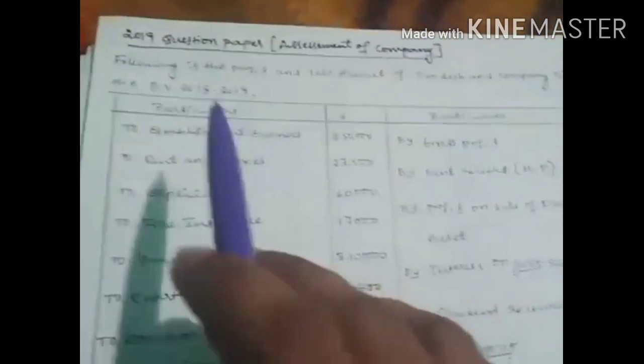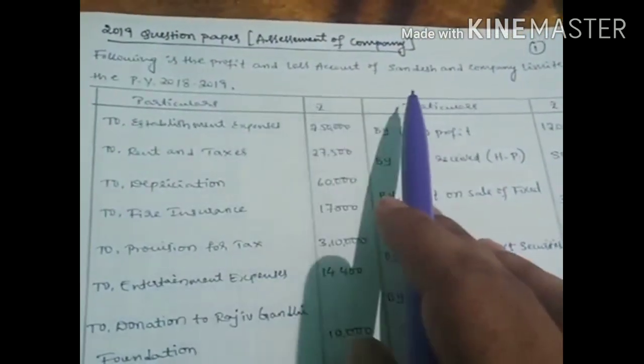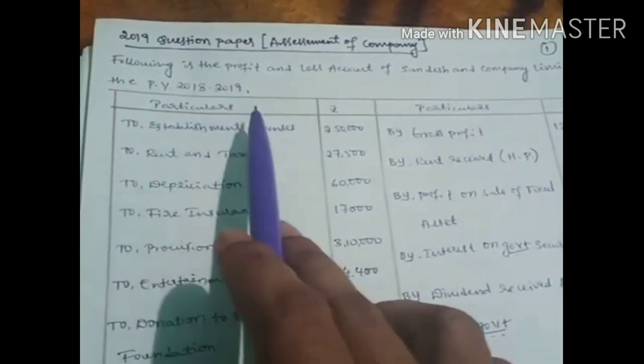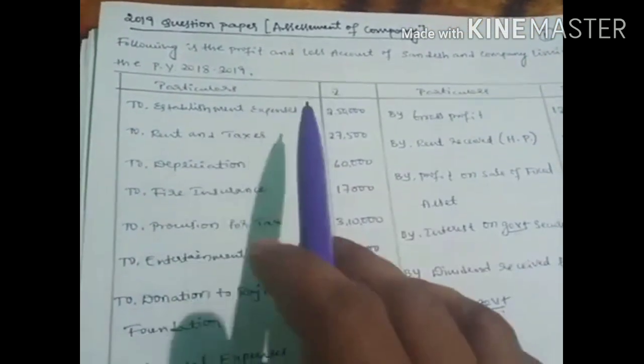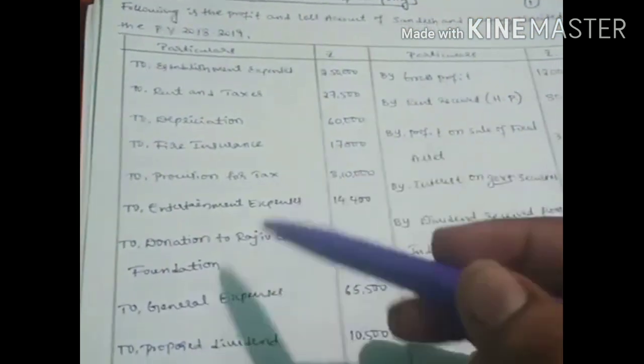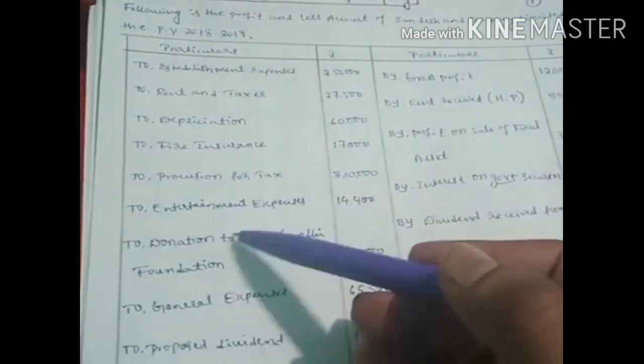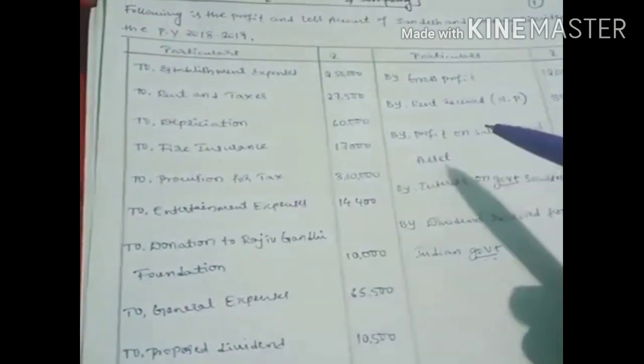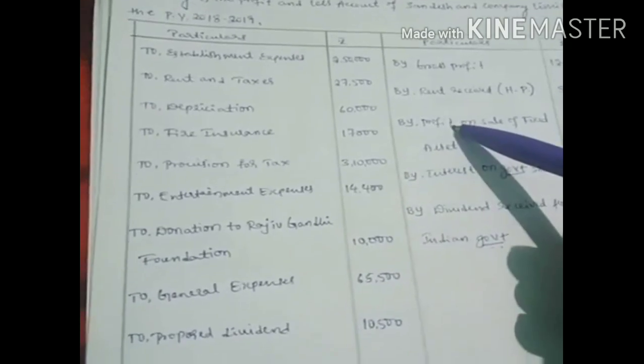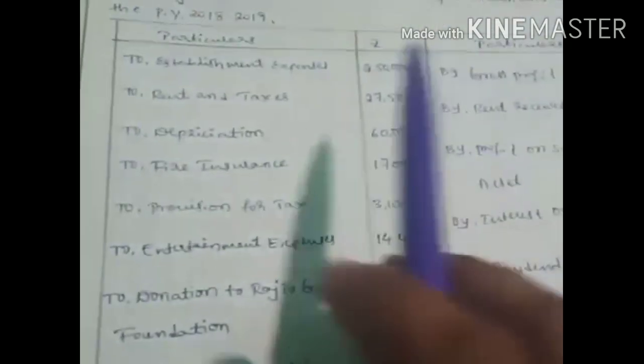Let's see the problem. The following is a profit and loss account of Sandesh and Company Limited for the previous year 2018-19. So let's identify what is given in the P&L account. We have to identify which one is a business expense, which is a non-business expense, which is a business income, which is a non-business income, and whether any adjustment is given in the problem. So let's start the session.